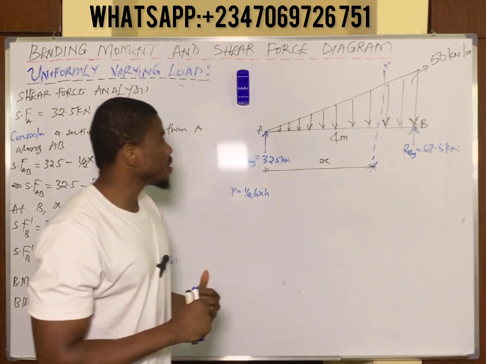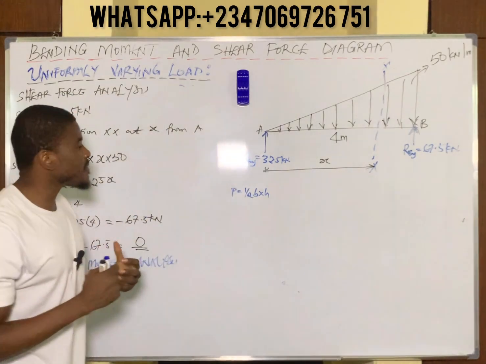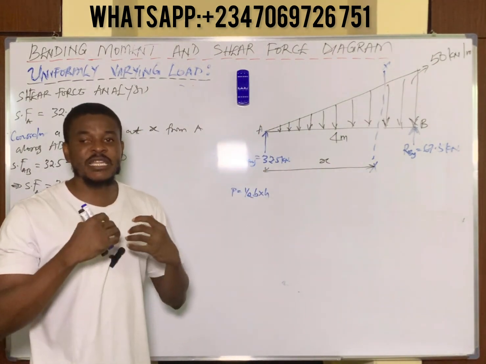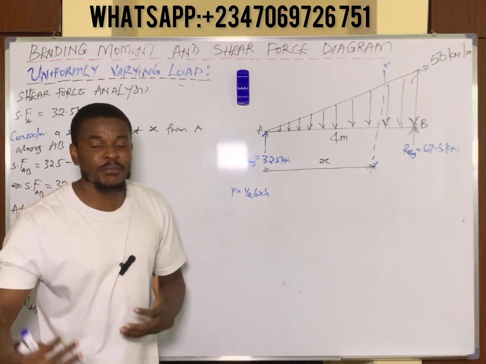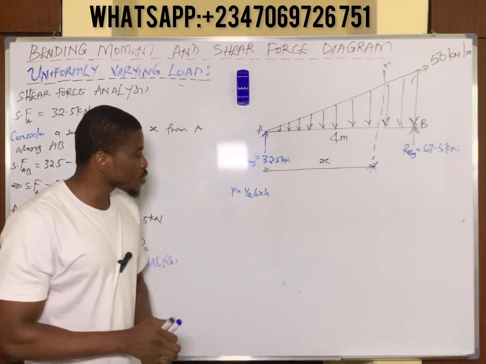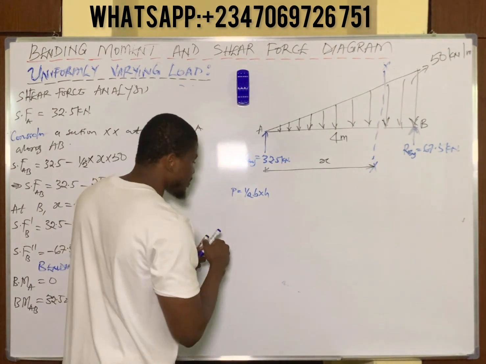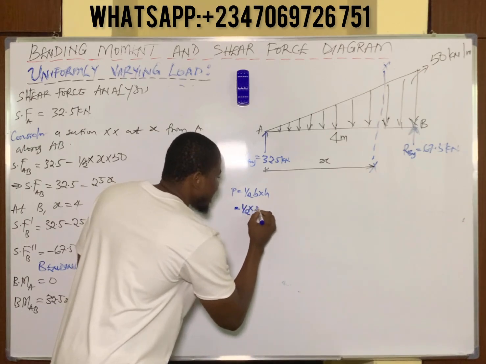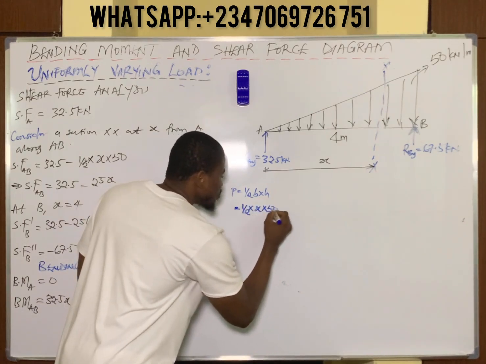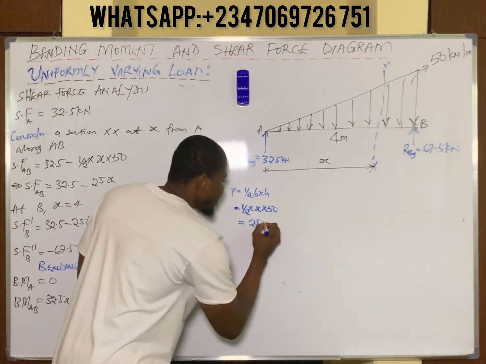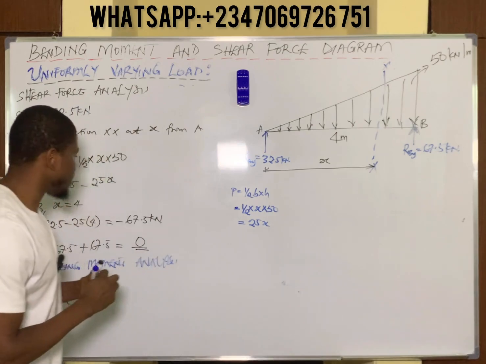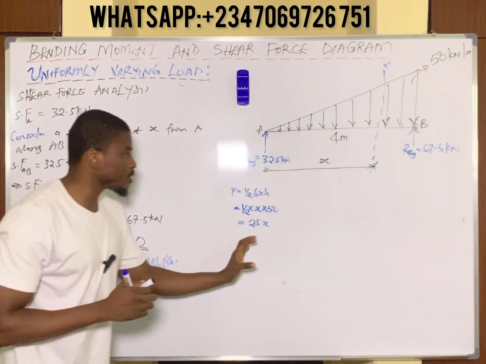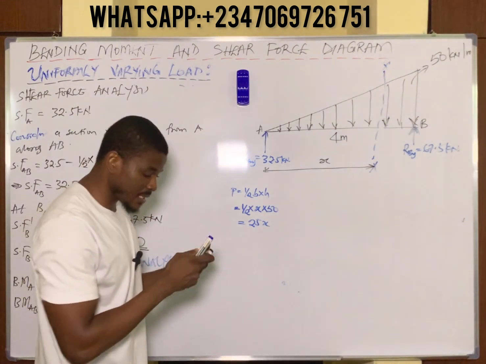Remember, you have to first convert the uniformly varying load to a point load. When you get the point load, you then take the moment of this point load about the point of section. We already established this earlier. The point load is half base x times height, the maximum load, which gives us 25x. This is the point load of the uniformly varying load, also gotten in the shear force analysis. But we want to take moment, so you consider this now.